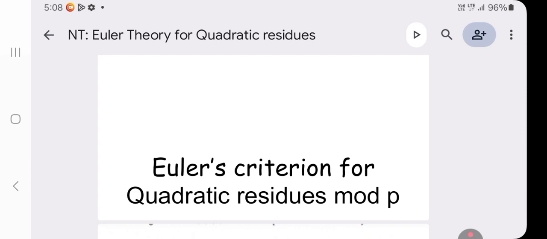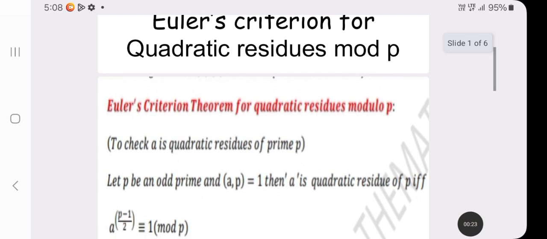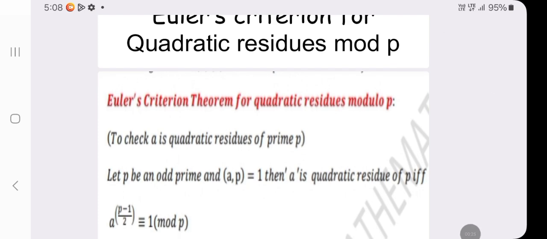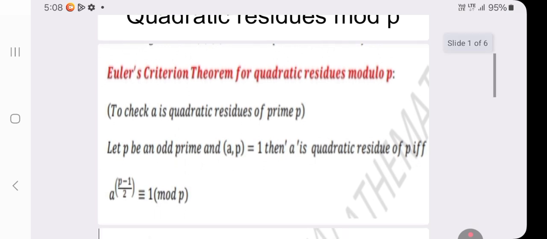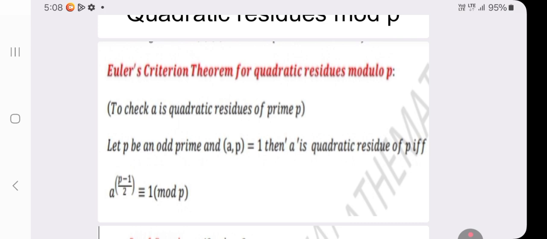Today we are going to learn unit number 5, quadratic residues. So, theorem number 1, Euler's criterion for quadratic residues mod P. Now, the statement of this theorem is that let P be an odd prime and GCD of A and P equal to 1. Then A is a quadratic residue of P if and only if A to the power of P minus 1 by 2 is congruent to 1 mod P.